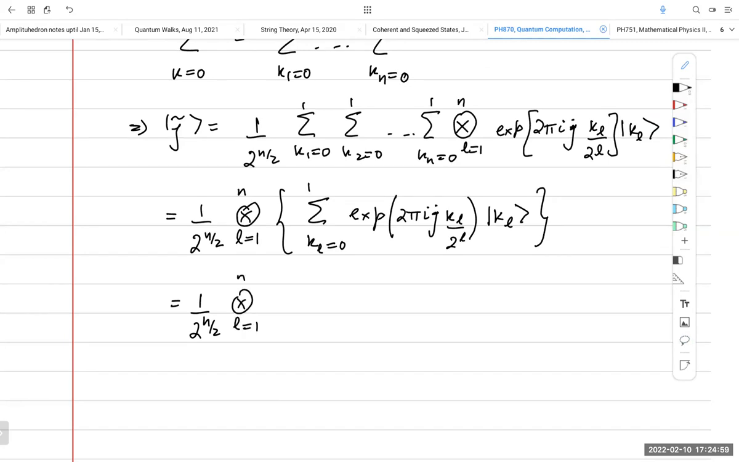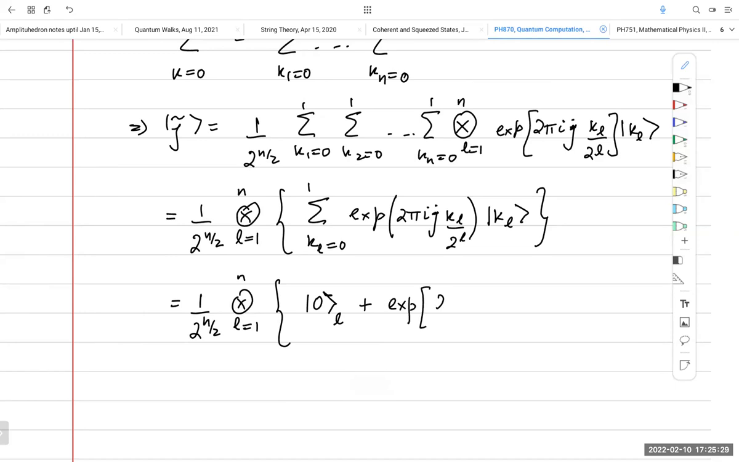Now this expression in the curly braces can be simple. It becomes simple. Why? Because we have this sum. So let's set kl equal to 0. If you set kl equal to 0, I get 0. What happens to the phase angle? The phase angle is just 1, right? Because here I have kl equal to 0. This phase angle becomes 1, right? And then when kl is equal to 1, what do I get?